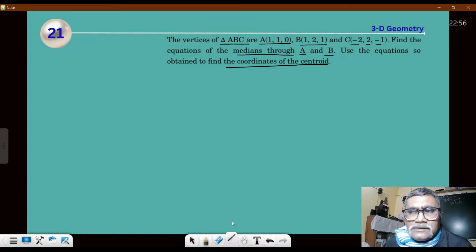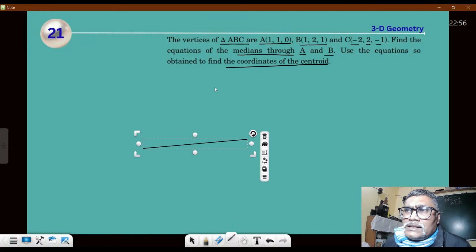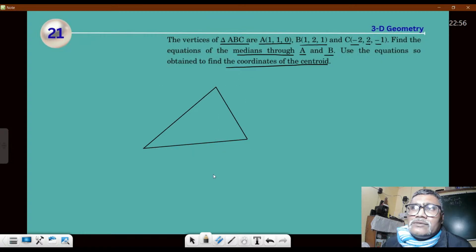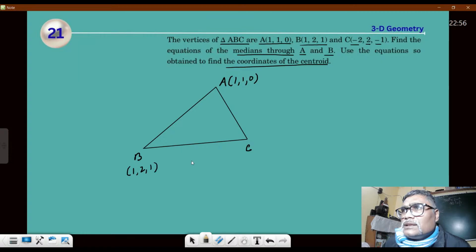It is not a difficult problem. So I just draw a figure. My suggestion is that whenever you get a possibility, you draw a figure for it. It will illustrate everything very clearly. So this is the point A, this is the point B, and this is the point C. What I need to find, I know all these coordinates, right? Let me write this, then it will be easy for me to refer. (1, 1, 0), (1, 2, 1), and (-2, 2, -1).